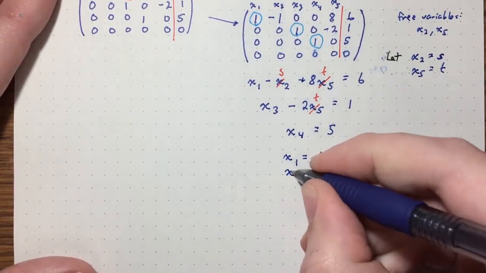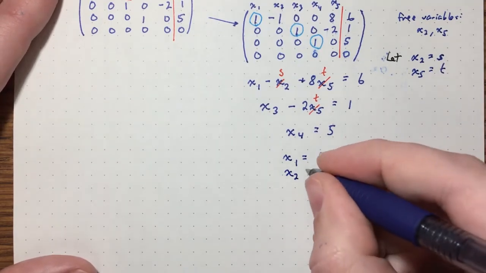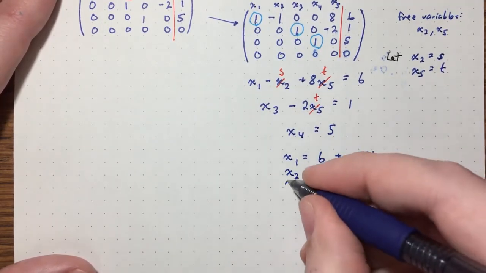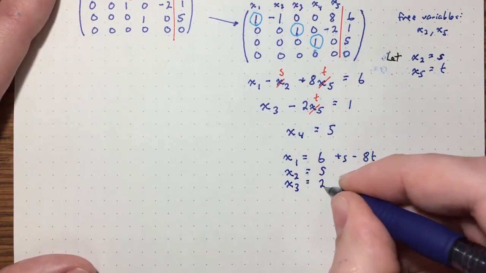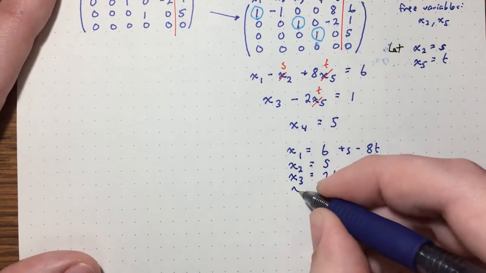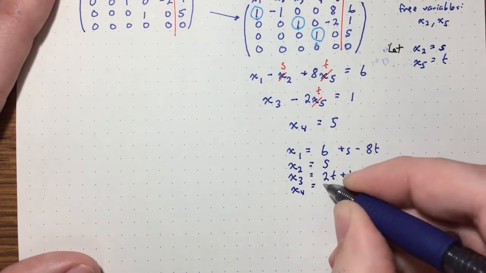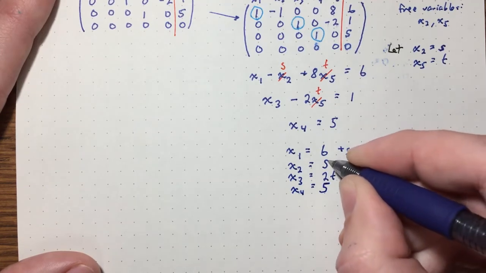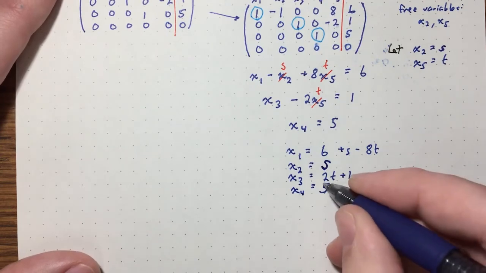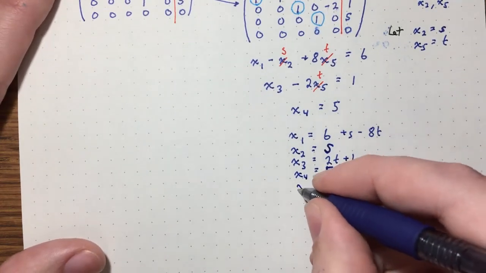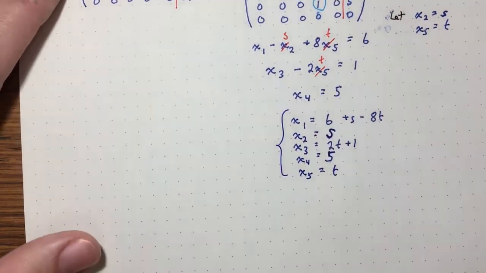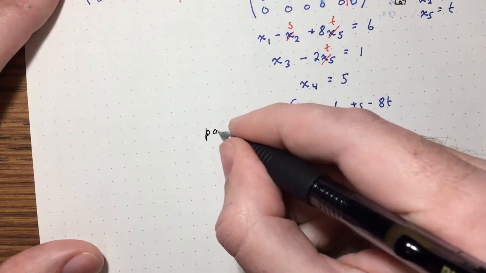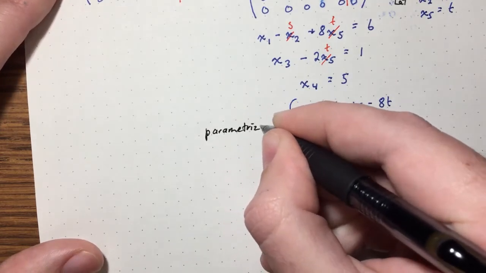So here's x1. What's x2 going to be? s, right? x3, let's look at this equation, right? It's just 2t plus 1. x4 is 5. Don't get that 5 confused with an s. Maybe s is a bad choice. Try to make it look very curvy. That's an s, and this one's a 5. And then x5 is t. Right? So this is our parameterized solution.